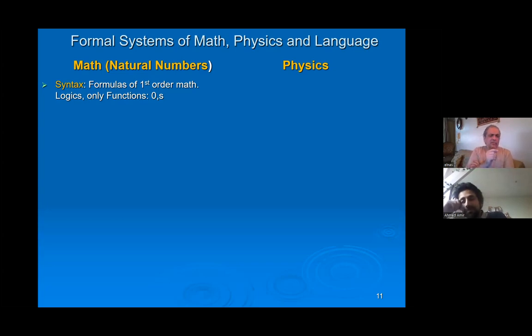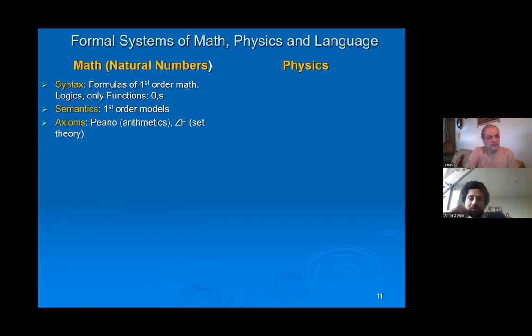So in math, you have the syntax, you have formulas of first order mathematical logic. You use actually very few functions, only zero and the successor function. You have for the semantics first order models. I will not go in detail to explain what this is, of course. You have axioms, like for example, for the arithmetic we do in school, we have so-called Peano axioms. For set theory, we have the Zermelo-Fraenkel axioms. Axioms are actually a set of rules which you apply on numbers to get other numbers and so on.